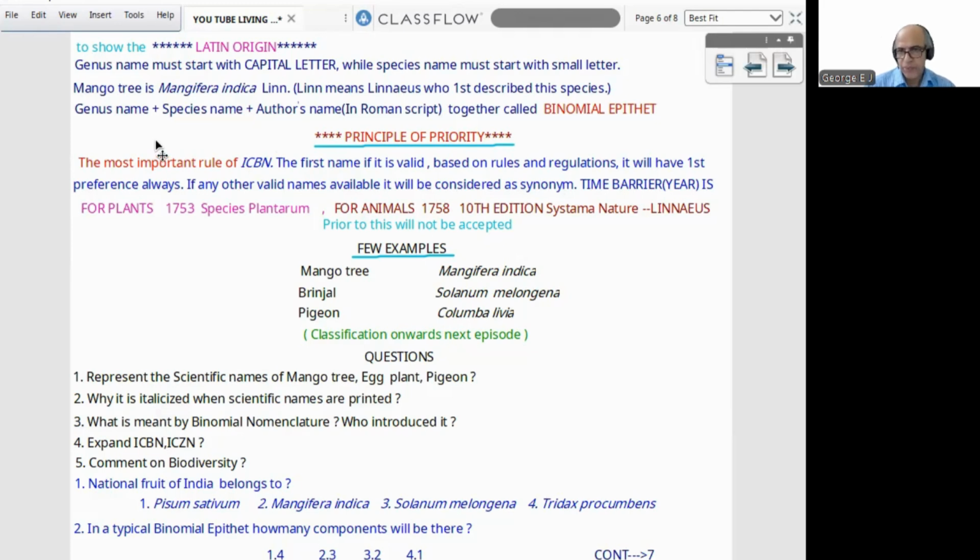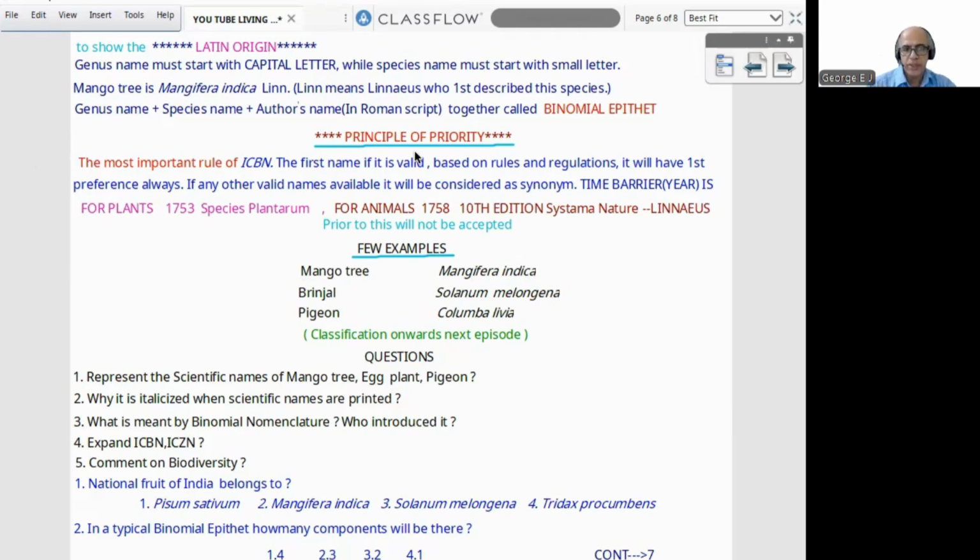So in a complete scientific name, we can find three parts: genus name, species name, and author's name, who first coined that name. The author's name will usually be in Roman script. And these three together are called binomial epithet. Theory NEET exam question.